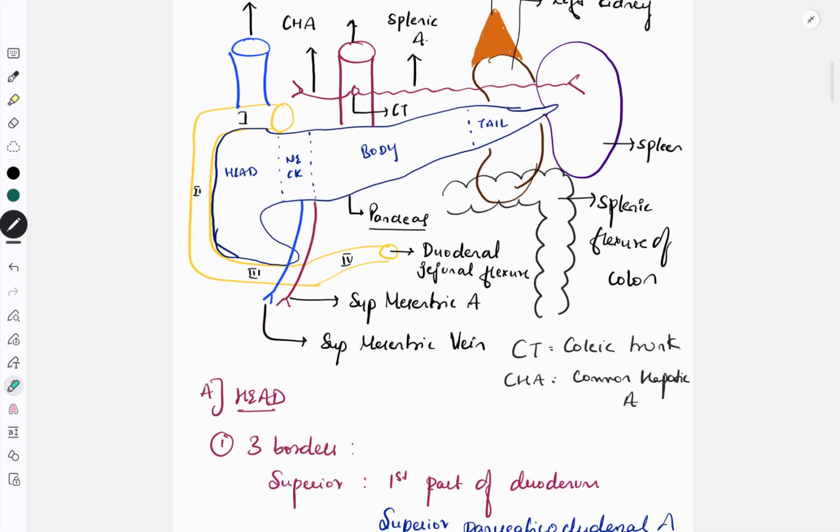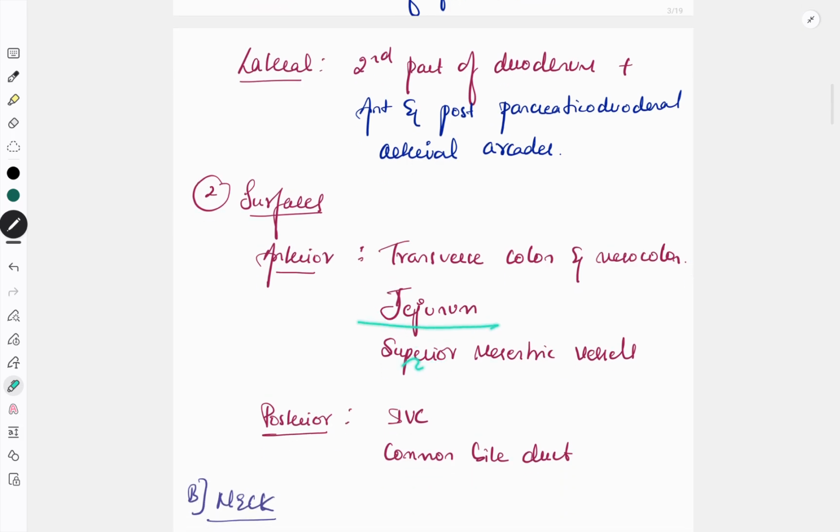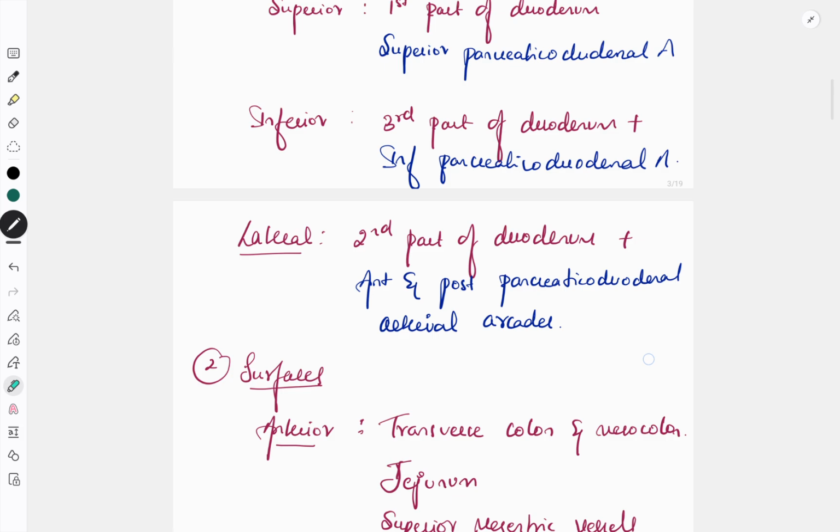And then you have the jejunum. See, this is the duodenum, and the next part of the duodenum will be the jejunum, right? So you can remember the jejunum as well as the superior mesenteric vessels. This might be tough to remember, but you can see them in the diagram. So these are the anterior relations of the head of the pancreas: the transverse colon, the transverse mesocolon, along with the jejunum.